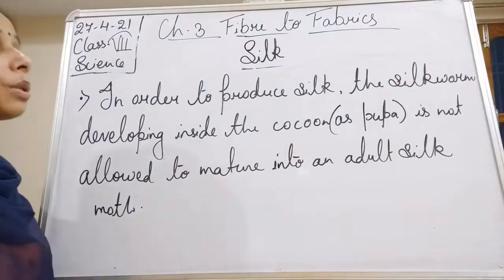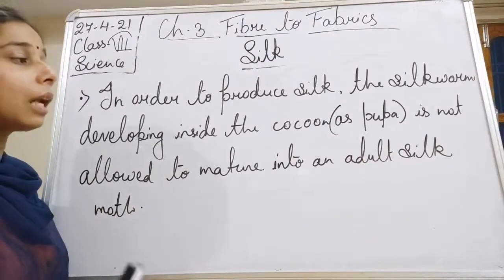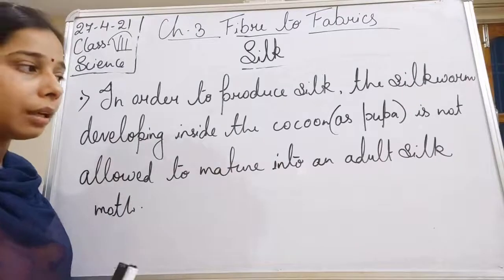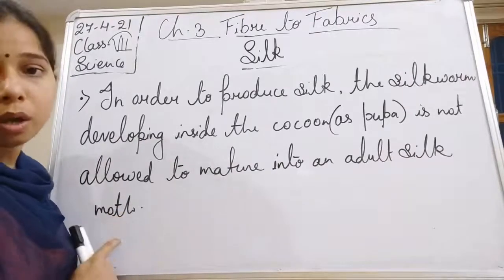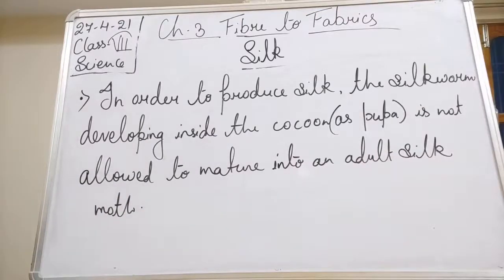So in order to produce silk, what is the thing which is really important to understand here, student? That is the development of the cocoon. We should not wait for it to get converted into a silk moth, but before that we can obtain the silk from it.